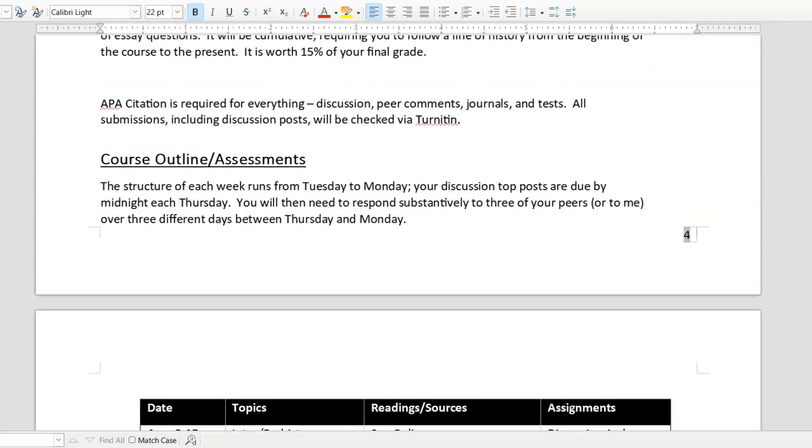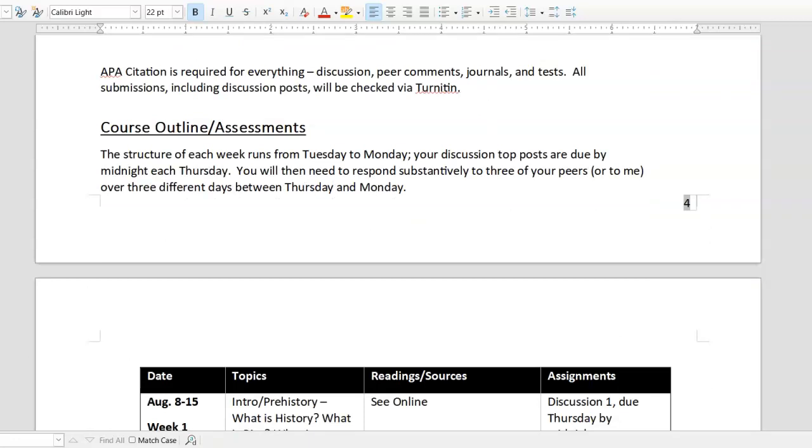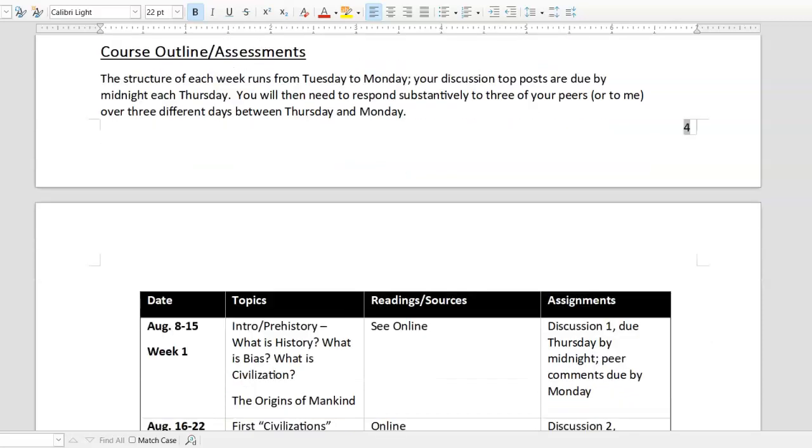So, APA citation, again, required for everything: discussion boards, peer comments, journals, tests, and everything will be checked through Turnitin. Discussion board posts as well. So do not look to Course Hero or any of those wonderful places to get answers, mainly because most of my questions are designed to integrate with the various readings that you'll have for each week. You can't really find those anywhere else because I try to change those up every semester. And then again, if you do decide for some reason to go outside of your own work and efforts, Turnitin will let me know. I take plagiarism very seriously.